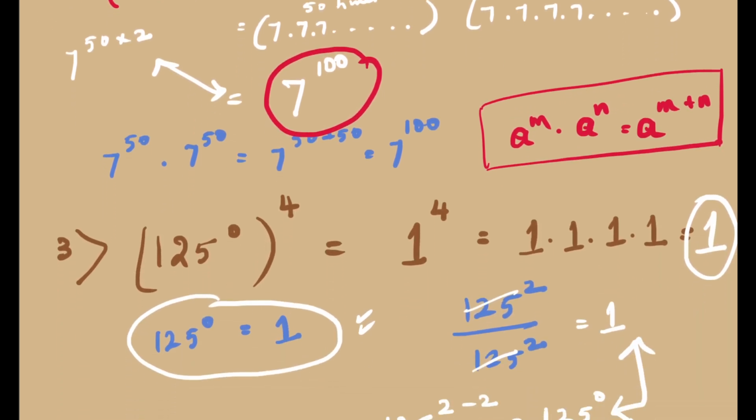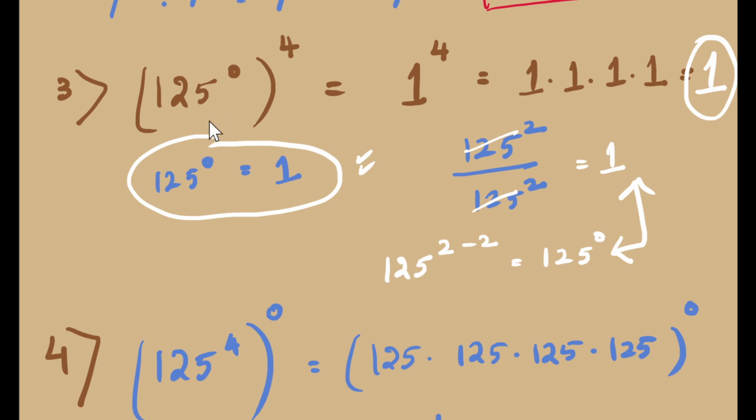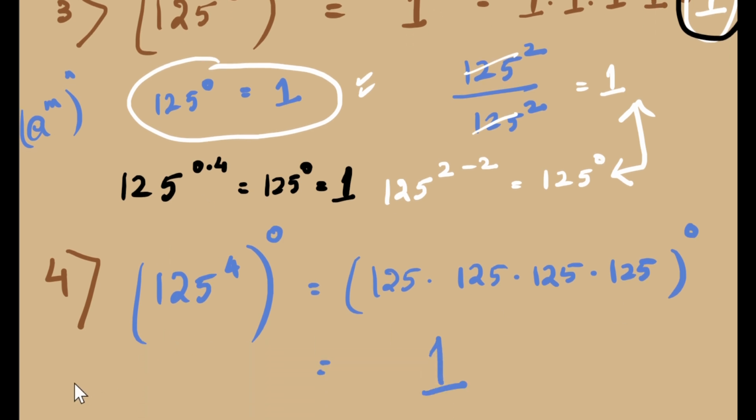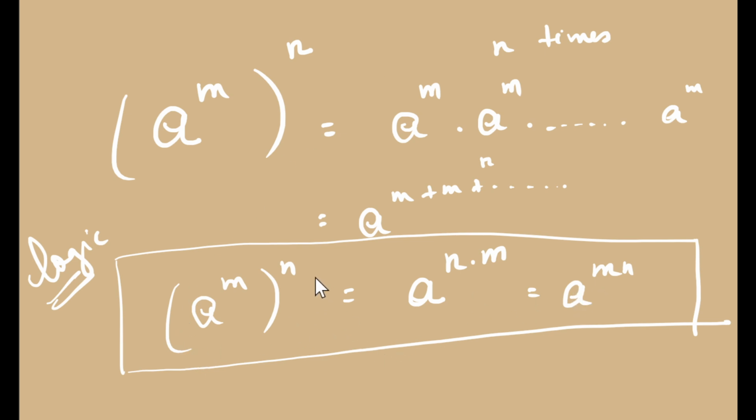Fine. Now the third and the fourth examples would once again reassure you about raising to the power of 0. If you have 125 raised to the power 0, the whole thing raised to the power 4, and you apply this rule, a raised to the power m raised to the power n, you just have 125 raised to the power 0 into 4, or 125 raised to the power 0, which is equal to 1, the same as the 1 we got earlier. And what about the fourth one? This is equal to 125 raised to the power 4 into 0, which is equal to 125 raised to the power 0, which is equal to 1. So our logic, the power of power rule, is justified now.